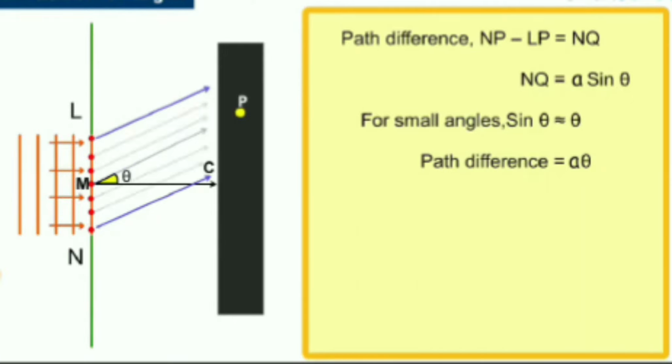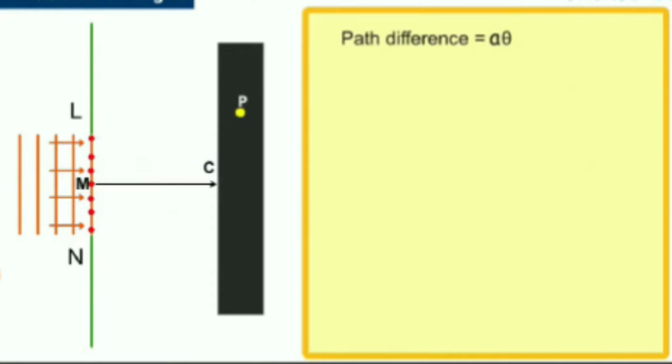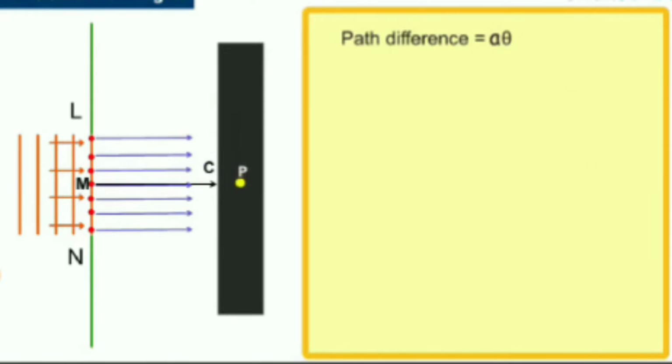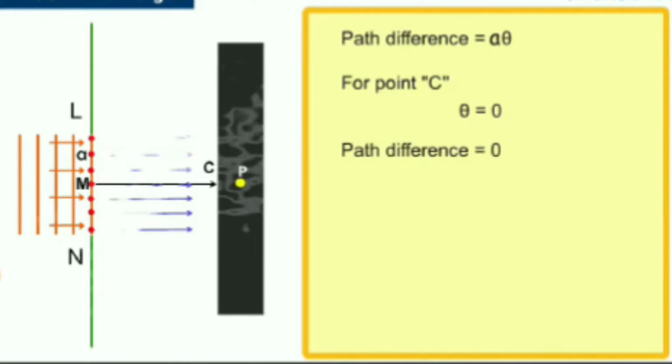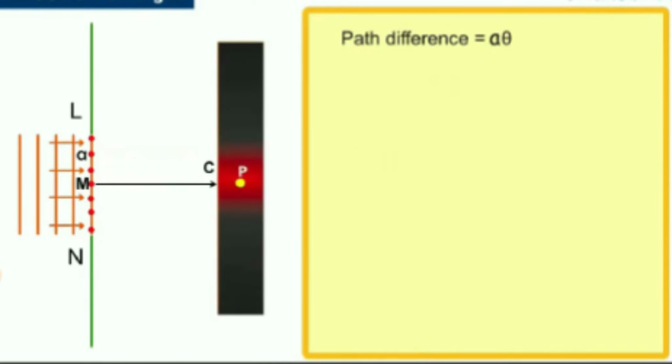We shall now analyze how contributions from a large number of sources produce diffraction fringes on the screen. Let us first consider the central point C. From the figure, we can see that angle theta is 0 for point C. That means waves from all the point sources reach C in phase, and hence all path differences are also 0, which means waves from all parts of the slit contribute in phase at C. They interfere constructively and produce maximum intensity at C.